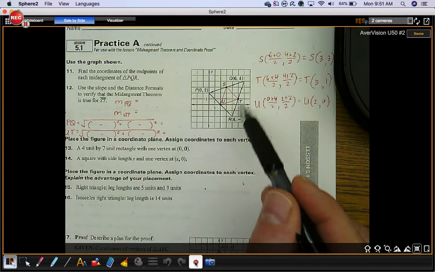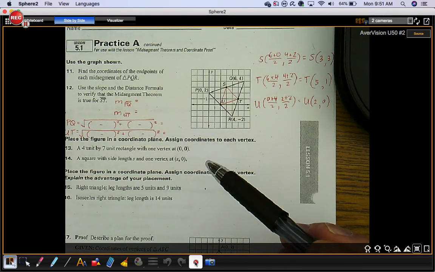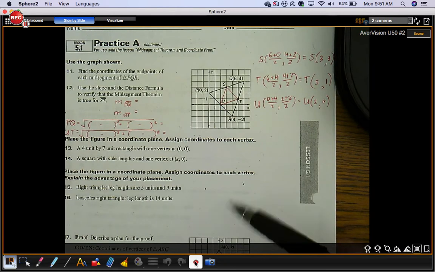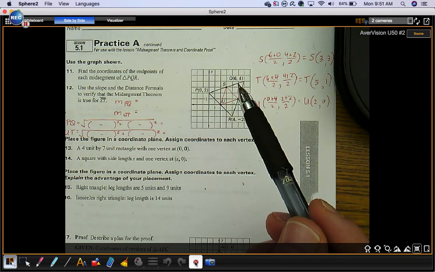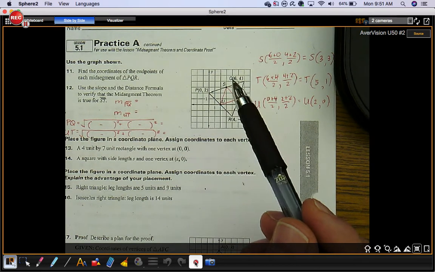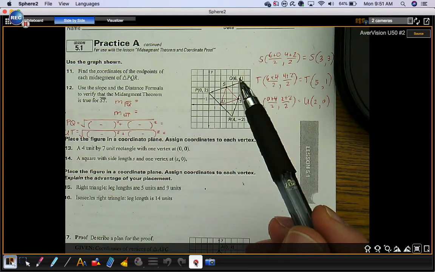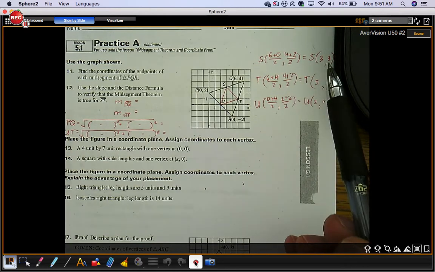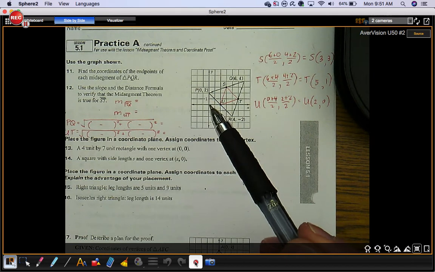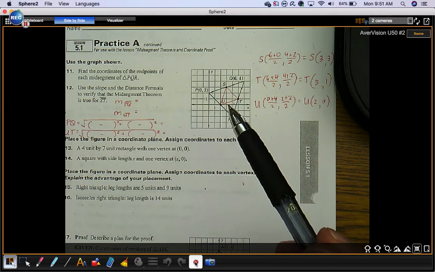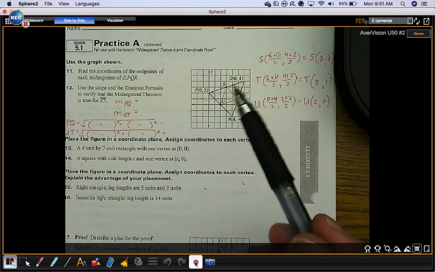So here's triangle PQR. It kind of looks like points S, T, and U are midpoints, but you don't really know. How would you figure out if point S is a midpoint of segment PQ? Well, you're going to take your x's, 0 and 6, add them and divide by 2. Take your y's, 2 and 4, add them and divide by 2. The midpoint of segment PQ is the ordered pair (3, 3). And if you look at that, 1, 2, 3, 1, 2, 3, that is where S lives. S is the midpoint of that segment.